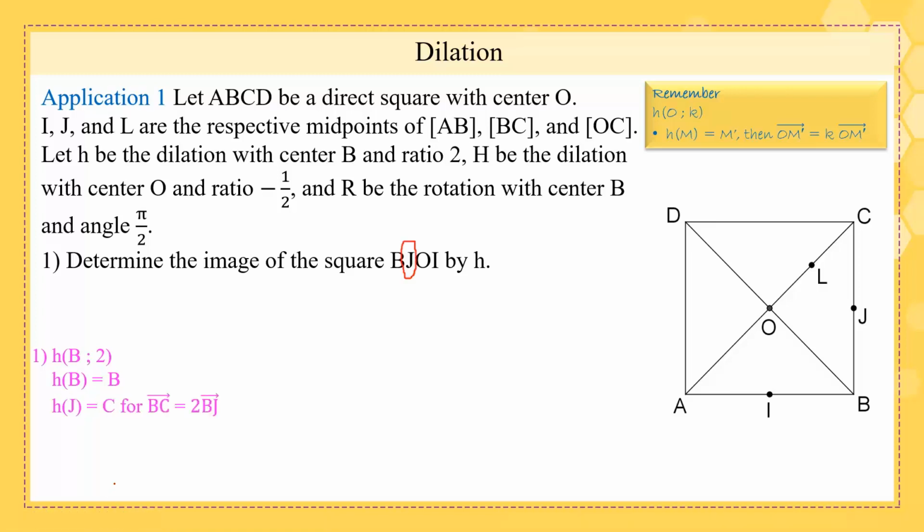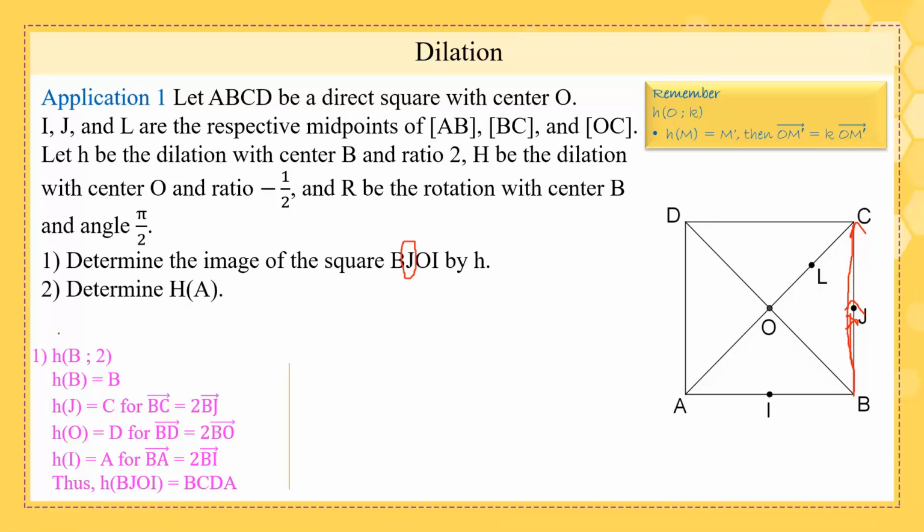Now, H of J is C. Why? Because for vectors BJ and BC, we notice that these two vectors have the same sense and same direction, and the magnitude of BC is twice the magnitude of BJ, so vector BC equals 2 times BJ. That means H of J equals C. Also, H of O equals D for the same reason, and finally H of I equals A, as you see. So we found all the images of the four vertices of the square BJOI.